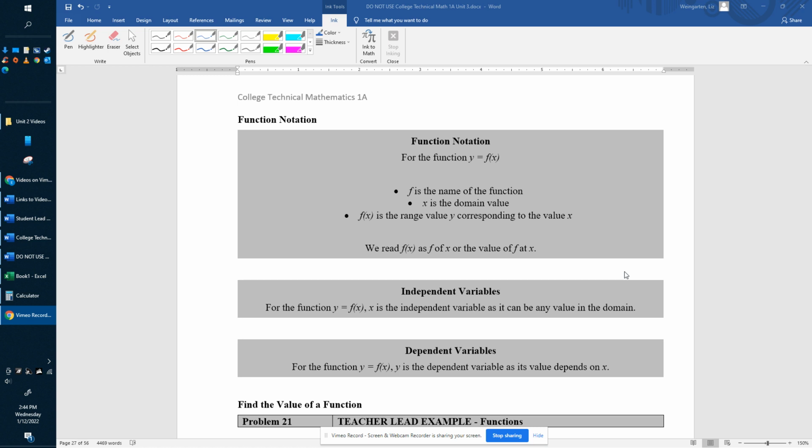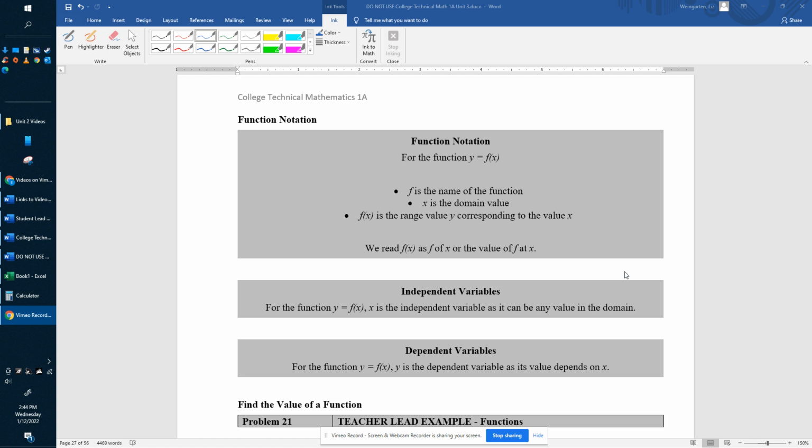No, it's actually easier to keep track of what your independent variable is and what your dependent variable is when you use f of x. So you know that your f is going to be the name of your function. It's not always going to be f. Sometimes it's g of x. Sometimes it's h of x. Sometimes it's a of x, s of x. It can be any letter, just like a variable can be any letter. But the letter that's on the outside of the parentheses is the name of the function.